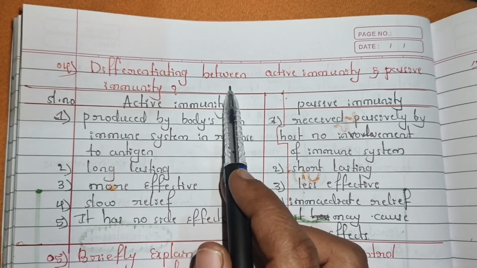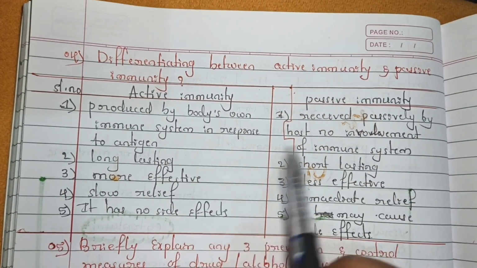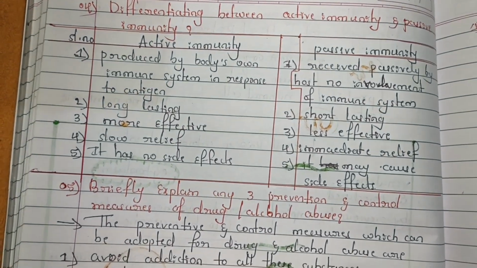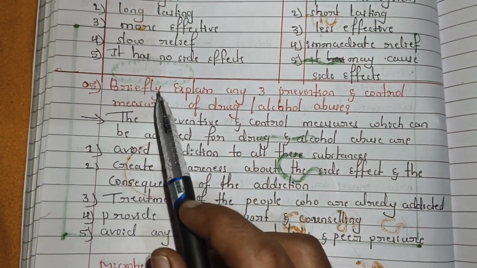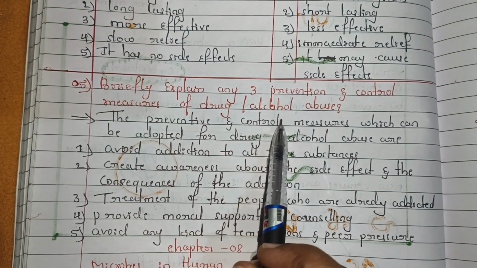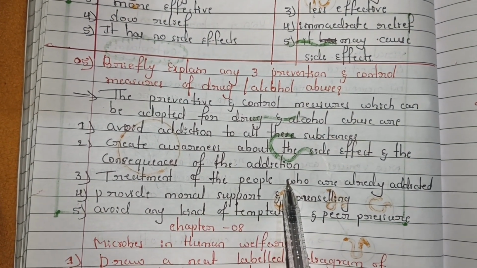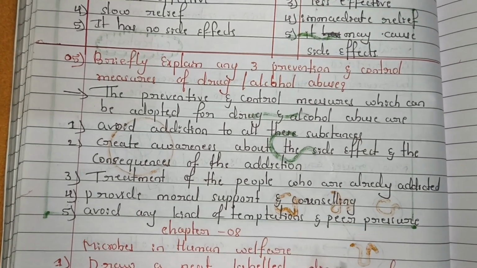Next question is: differentiate between active immunity and passive immunity. These are the differences, active and passive, you refer. And next question: briefly explain any three prevention and control measures of drug or alcohol abuse. It is most important, many times they ask this question, so these are the points, you read it.